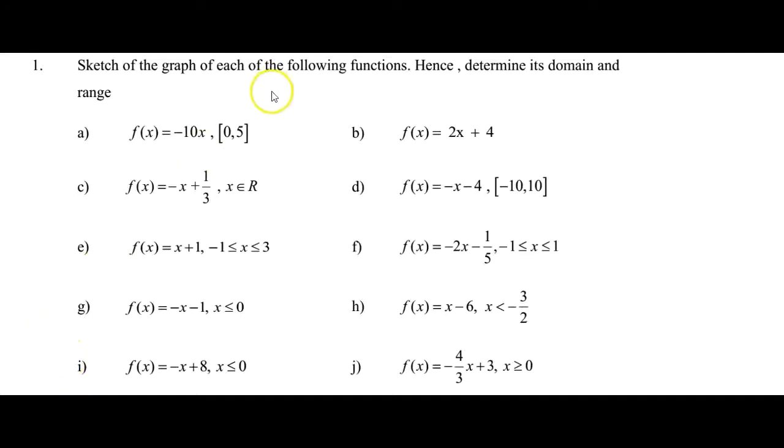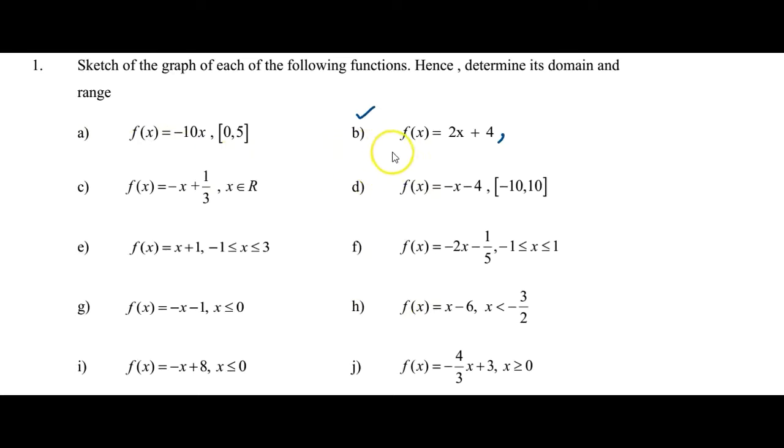Hi everyone. In this video, we are going to learn how to sketch the graph of a linear function and hence determine the domain and the range. So here I have 10 examples of a linear function, and I'm going to start by discussing the B first because the domain is just all the real numbers. I'm going to discuss this example, followed by the C. Then I will continue with the example A and the following questions.